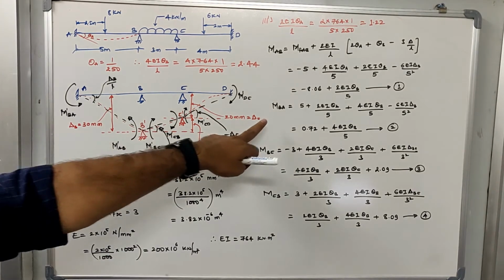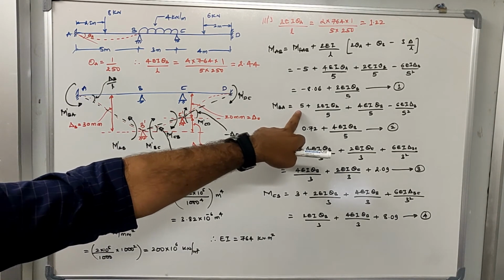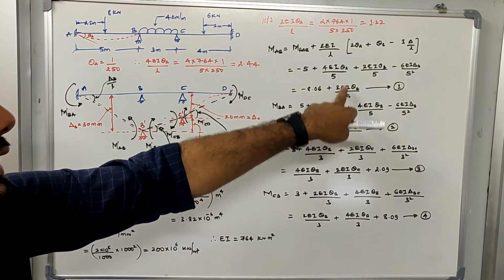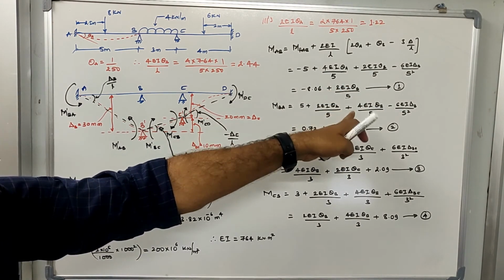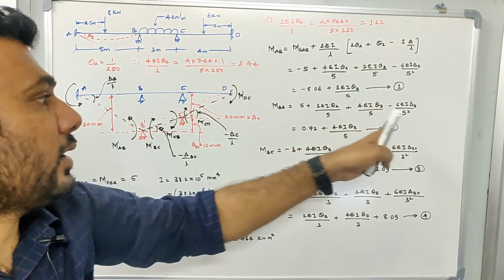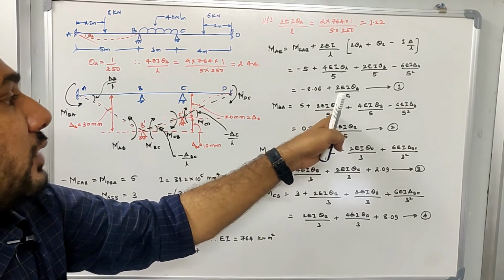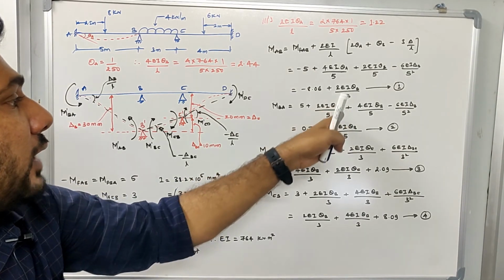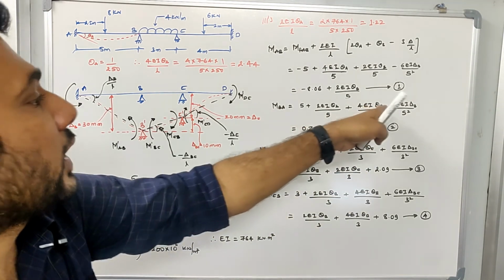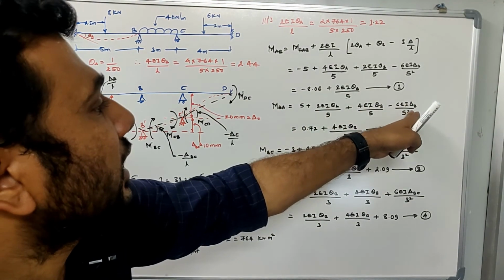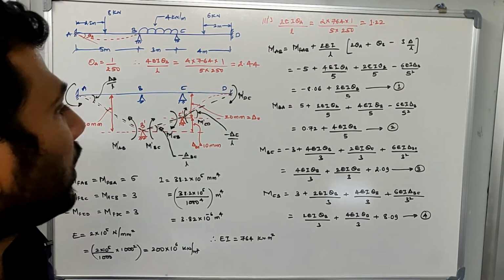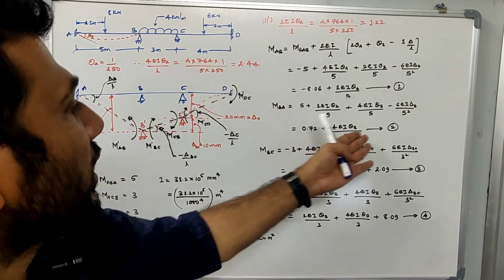Similarly, you can solve for MBA. MBA is equal to MFBA plus 2EI by L into 2 theta B plus theta A minus 3 delta by L. Earlier it was 2 theta A, now it becomes 2 theta B, so likewise you can write the equation for this. So 2EI theta A divided by 5, which I already calculated, you can substitute in here. Next, 4EI theta B by 5 minus 6EI delta B divided by 5 square, which is similar to this. You can substitute back in this. After simplification, this is what I am getting for MBA.